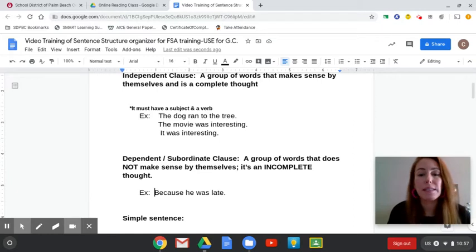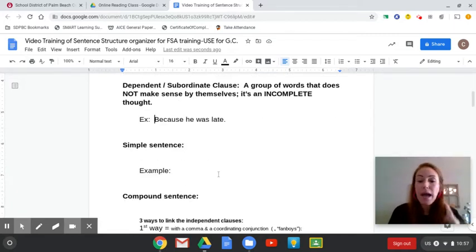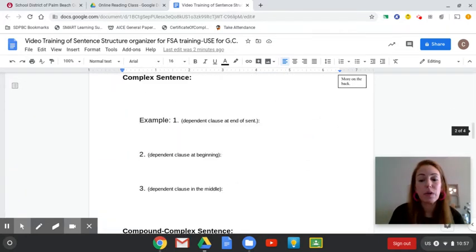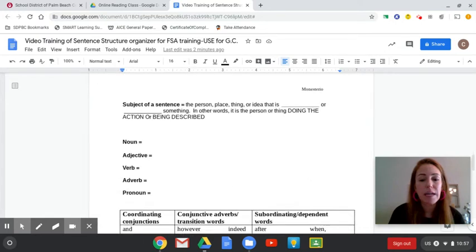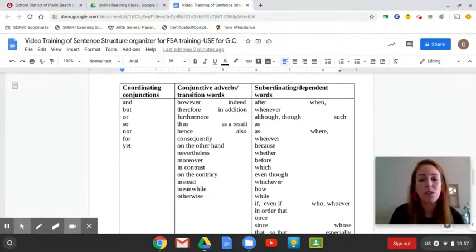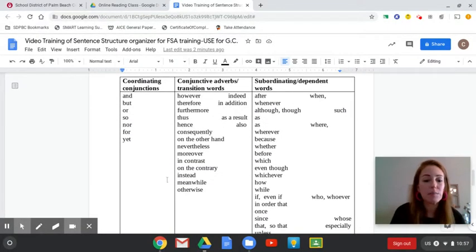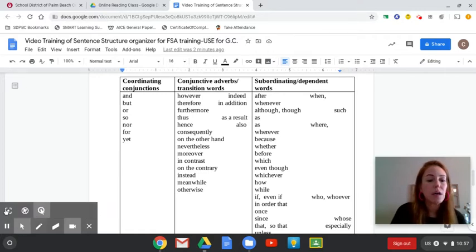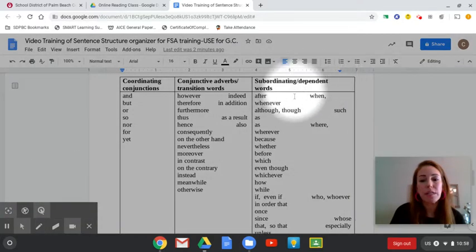We call it a dependent signal word because it signals that a dependent clause is starting. If you know your dependent signal words, it's easy to see when you have a dependent clause, because those dependent signal words are signaling that a dependent clause is starting. At the end of your packet, I'm scrolling down for a sec to show you the end of the packet, I give you a list of dependent signal words. They're on the right-hand side right here.